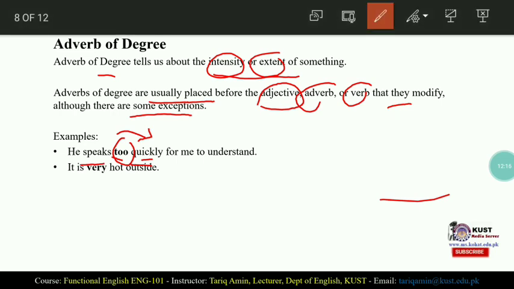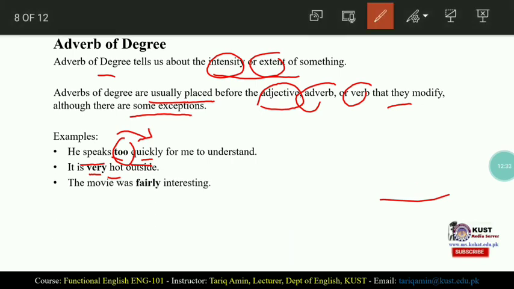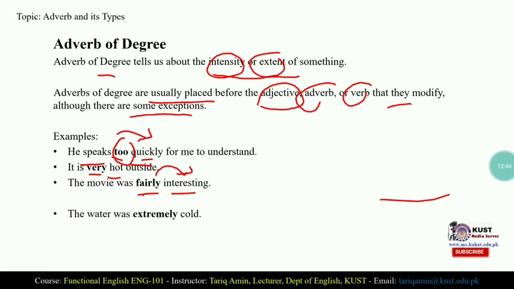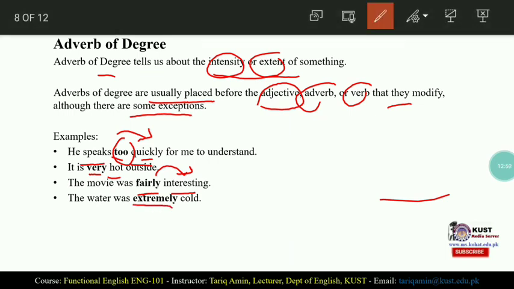It is very hot outside. Very is modifying the word hot, and it is used just before it. The movie was fairly interesting. Fairly is modifying the word interesting, and fairly is an adverb used just before the word that it modifies. The water was extremely cold. In this example, extremely is an adverb and it shows the degree of something. It shows the intensity of cold.